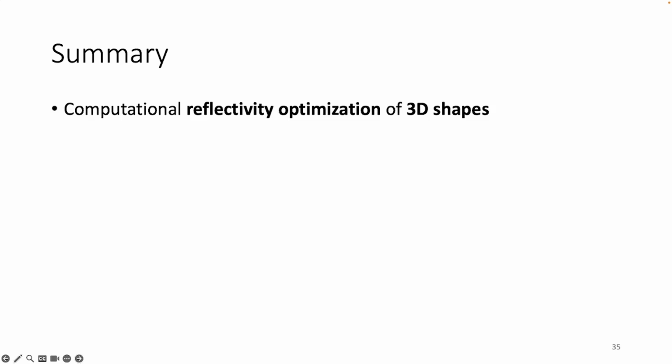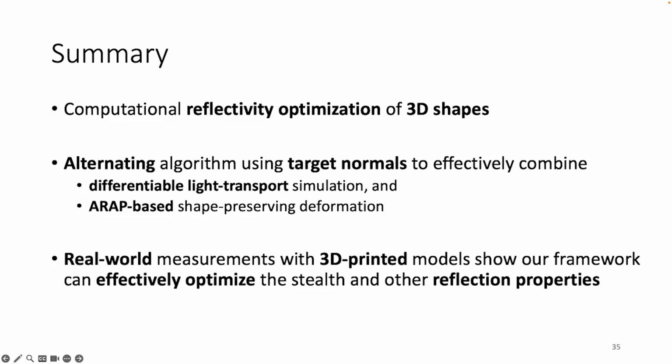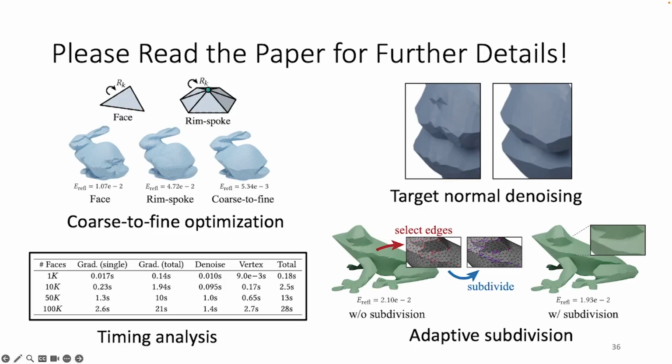Now let me briefly wrap up the talk. In this work, we study computational reflectivity optimization of 3D shapes. Our algorithm uses target normal to effectively combine differentiable light transport and ARAP-based geometry regularization. We 3D printed stealth and architectural models and showed our algorithm can effectively optimize the specified real-world reflection function. If you're interested, please see our paper for further details.